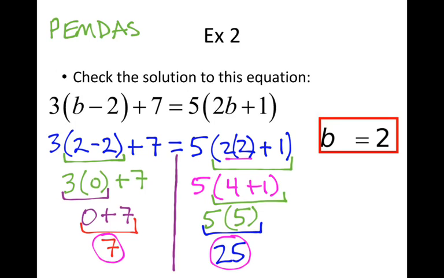So what does that tell me about the answer I got? It was wrong, right? 2 is not a correct answer because when we put it in, we get 7 on one side and 25 on the other side. Those aren't equal to each other, right? So we put a check mark when it was correct. If it's not correct, we're going to put an X through the answer.